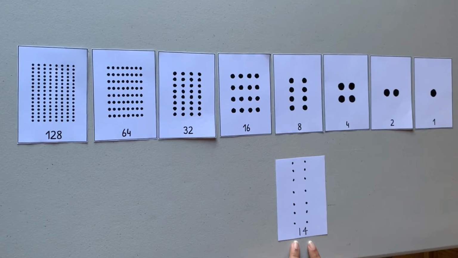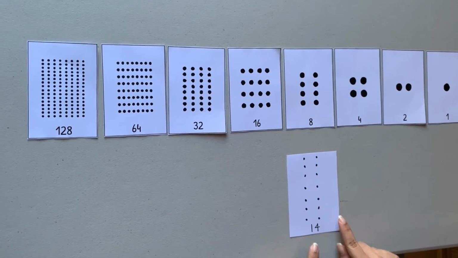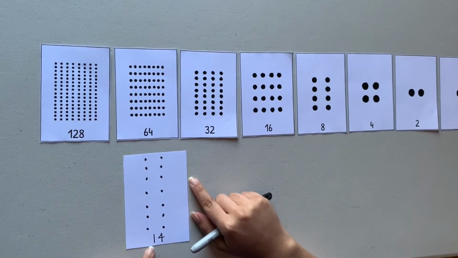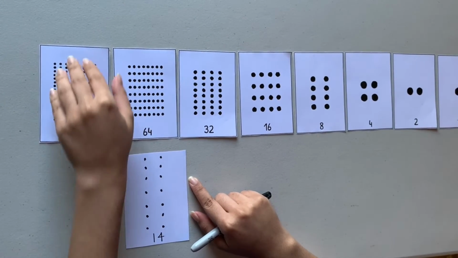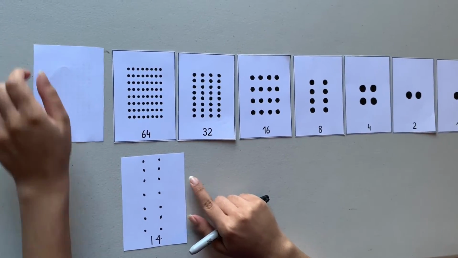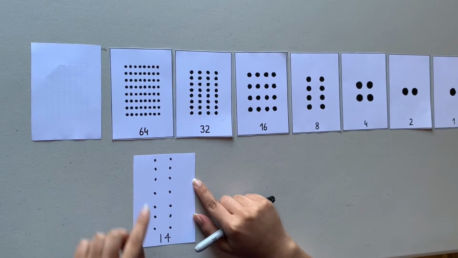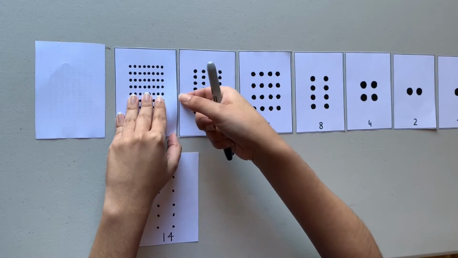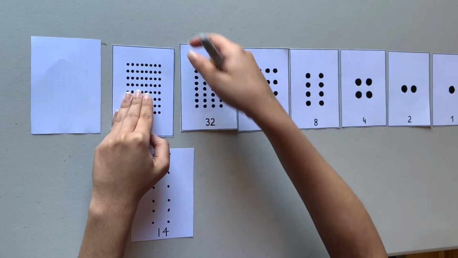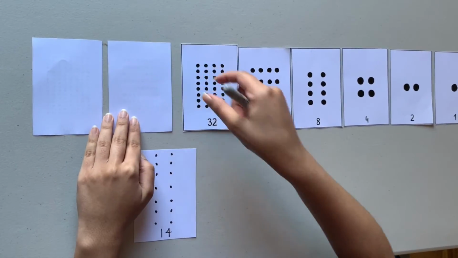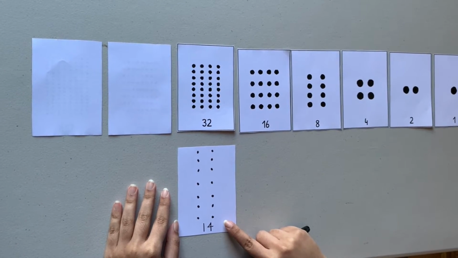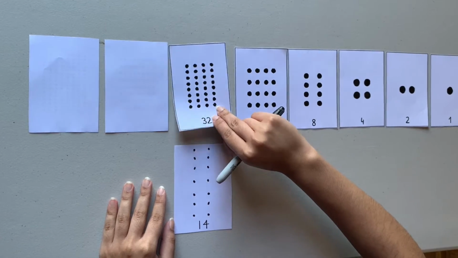Here I have the number 14 with 14 dots. Now let's just start all the way from the left. Is 128 less than or equal to 14? No, so let's just flip this card over. Moving on, is 64 less than or equal to 14? No, so let's flip this one over too. Now, is 32 less than or equal to 14? No, so we could flip this one over as well.